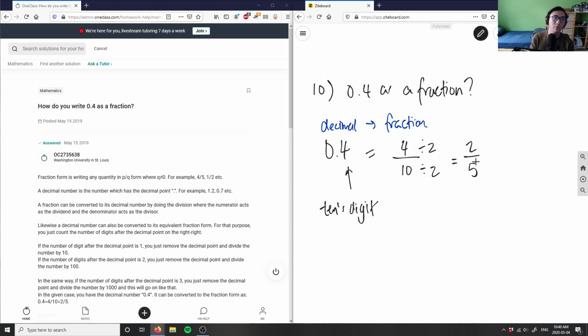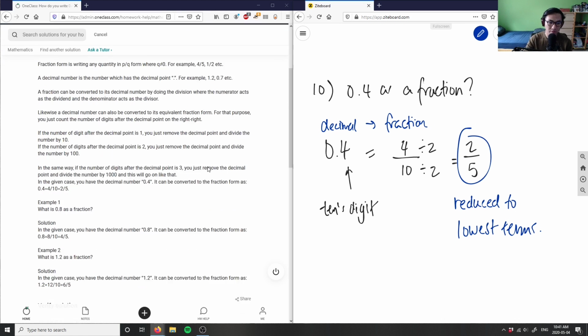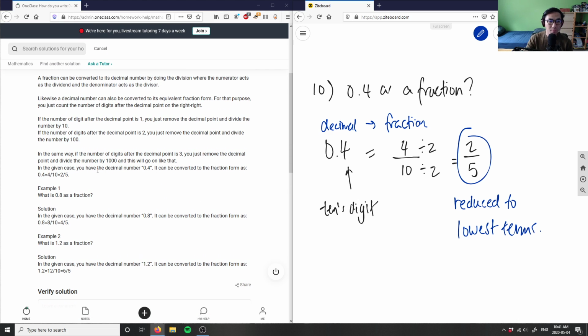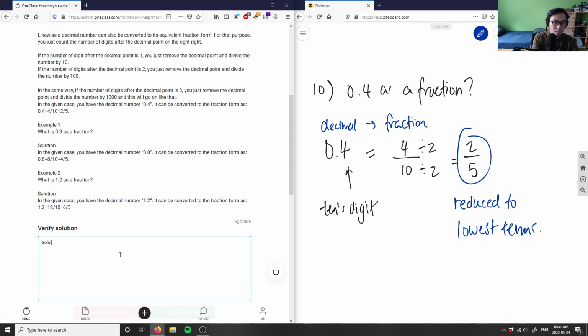So if I wanted to write 0.4 as a fraction reduced to lowest terms, I can say that 2 over 5 here is my answer. So this solution here is correct. 2 over 5 here is correct. As you can see, they converted 0.4 into 4 over 10, which is good, which equals 2 over 5. So this solution here is correct. Good analysis here.